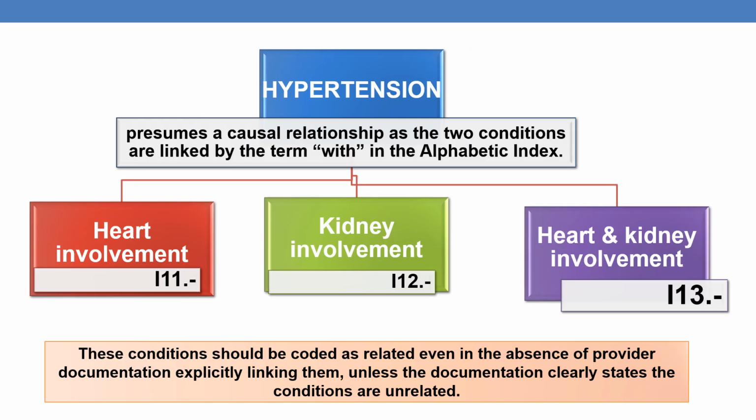As we have discussed earlier, whenever we are coding pre-existing hypertension with heart involvement or kidney involvement or both heart and kidney involvement, in addition to the O10.1, O10.2 or O10.3 codes, you need to use additional codes from the category I11, I12 or I13. I11 indicates heart involvement, I12 indicates kidney involvement, and I13 indicates both heart and kidney involvement.